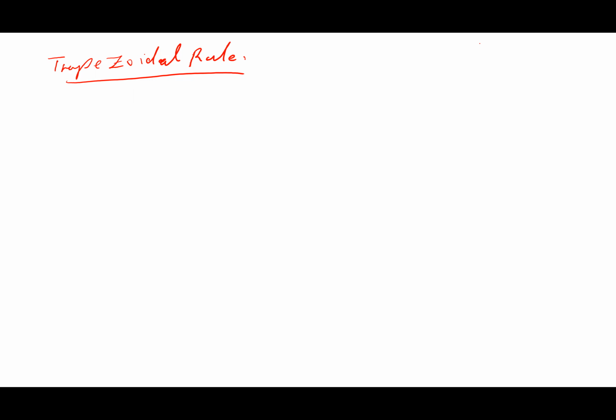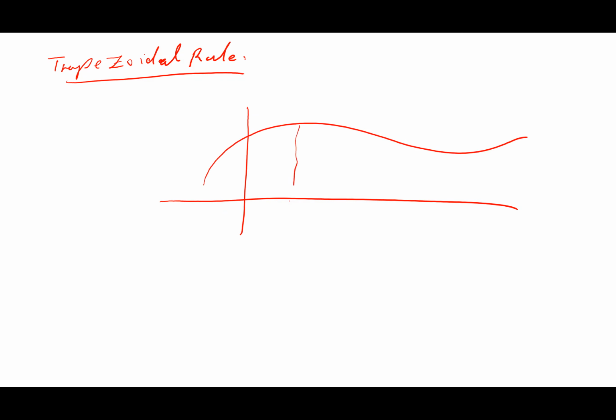So let's define this technique to find some approximation for some integral problems. For the trapezoidal rule, suppose that we need to find the definite integral of a function from A to B. Suppose that we have a continuous function f of x defined on an interval A to B. This is f of x. So we need to find the integral from A to B of f of x dx.